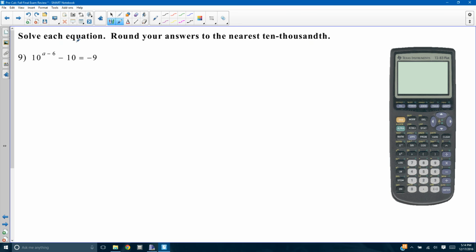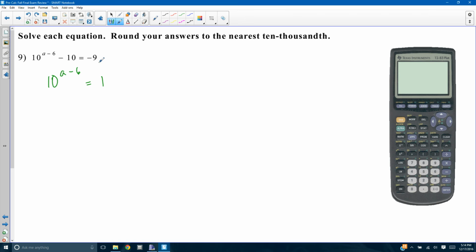Number 9, we have an exponential function here. We have to solve the equation and round our answer to the nearest 10,000th. It looks like we will have to use our graphing calculator to find our final answer here. So I'm going to begin by adding 10 to both sides. This negative 10 is not really helping me do what I want to do. 10 to the a minus 6 power equals negative 9 plus 10, which is positive 1.